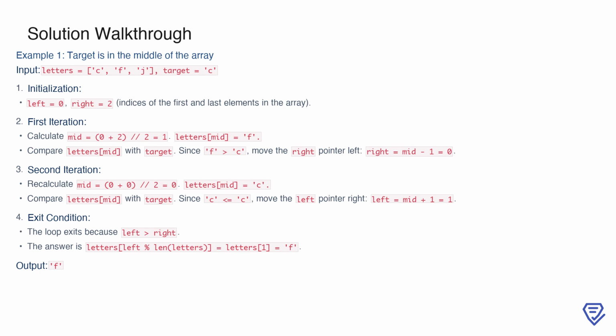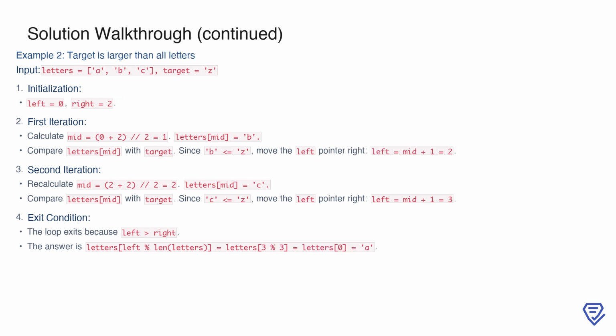Substituting left equals 1, the result is letters[1], which is F. So, the output is F. In this example, the input is letters equals [A, B, C], and the target equals Z. Initially, left is set to 0 and right to 2. In the first iteration, we calculate the midpoint, which is (0 + 2) / 2 equals 1. The letter at index 1 is B.